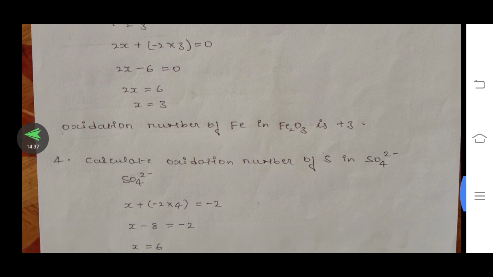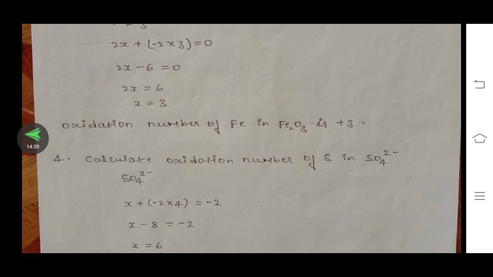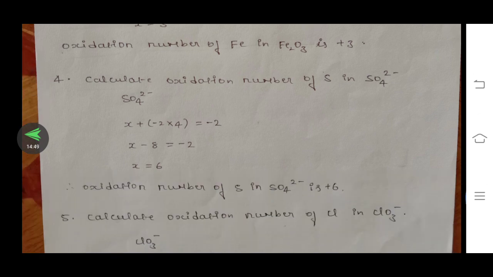Now the fourth one: calculate the oxidation number of sulfur in SO4 2-. Sulfur is the unknown element, so it has an unknown oxidation number, so you have to take it as X. So sulfur is X, plus the oxidation number of oxygen is -2, times 4 oxygens present, so into 4. Now x minus 2 times 4, you will get minus 8.